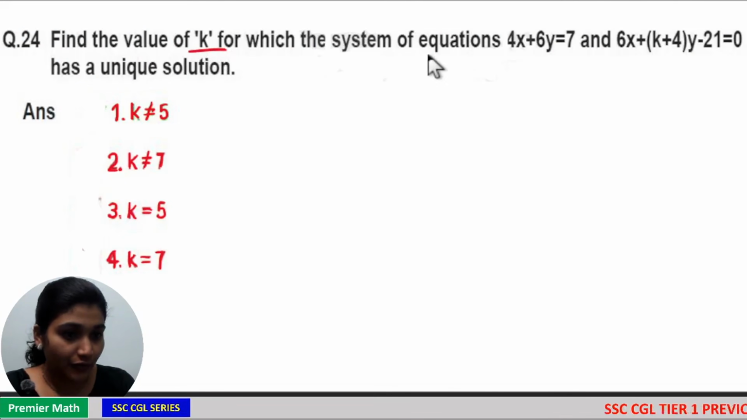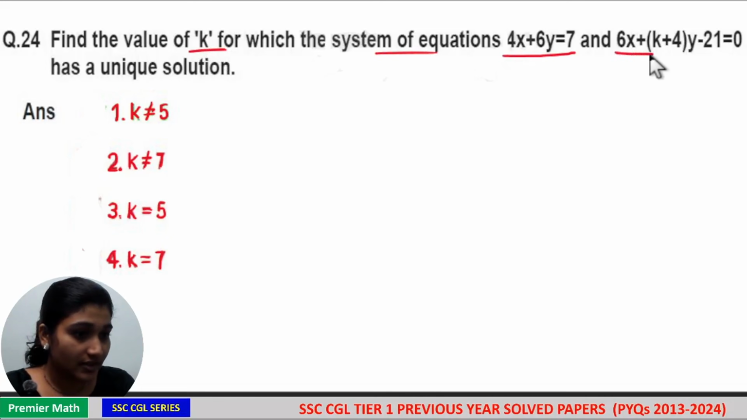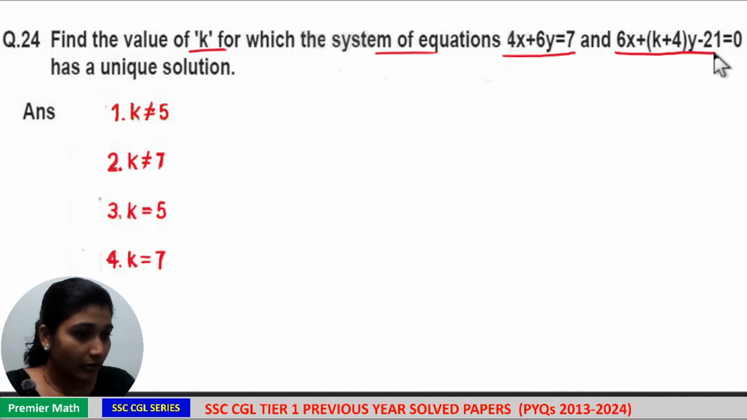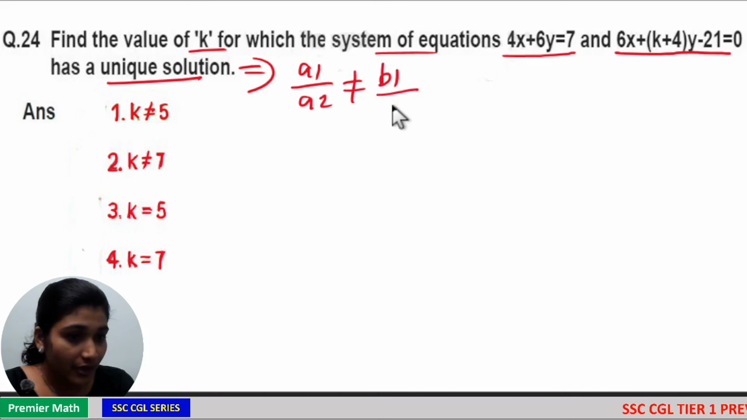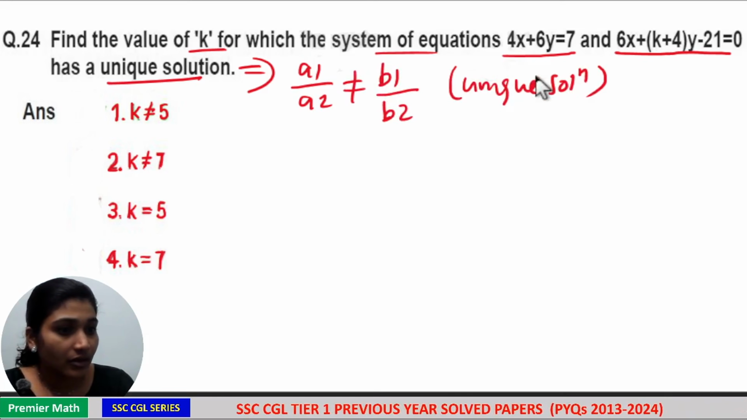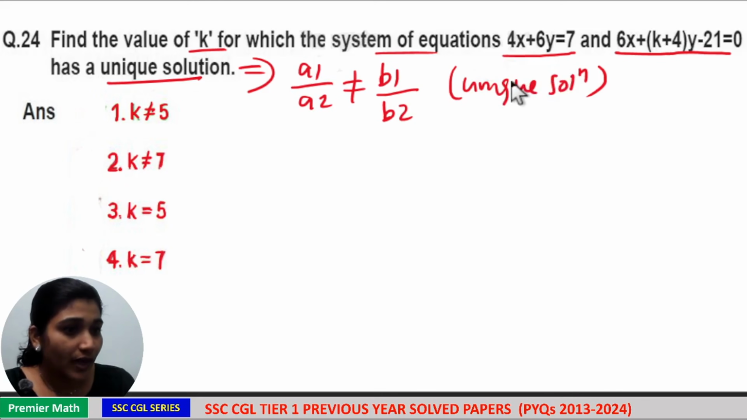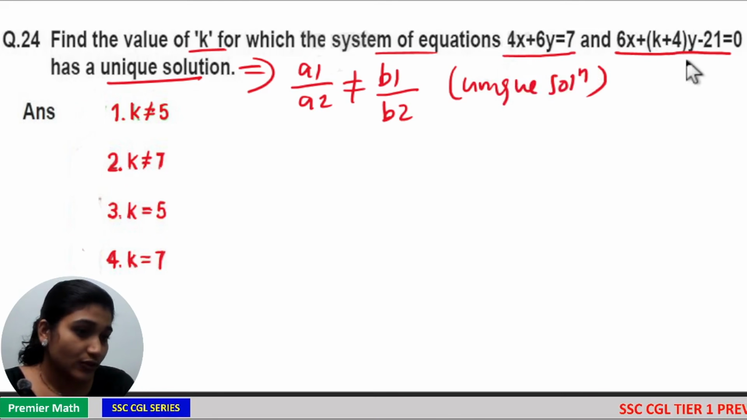Find the value of k for which the system of equations 4x plus 6y equal to 7 and 6x plus (k plus 4) y minus 21 equal to 0 has a unique solution. To have a unique solution, a1 by a2 should not be equal to b1 by b2. Then you have a unique solution. For the equation of ax plus by plus c equal to 0.